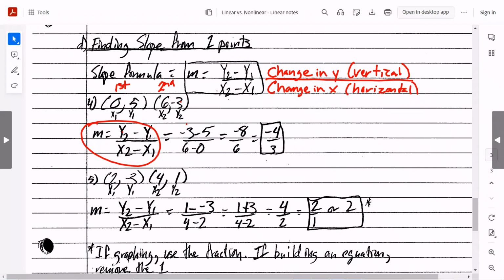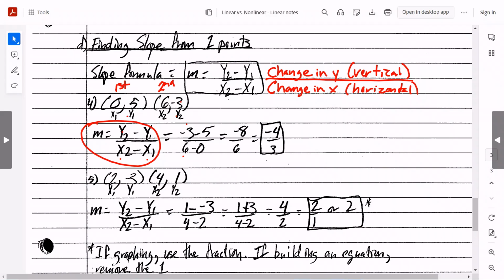y2 minus y1, y2 minus y1, right? So the top is going to say negative 3 minus 5. So we got that part covered. Let's do the bottom before we go anywhere else. The bottom is x2 minus x1, right? 6 is x2, 0 is x1. So that's why the bottom says 6 minus 0. Okay? Now, do your math, do your operation.